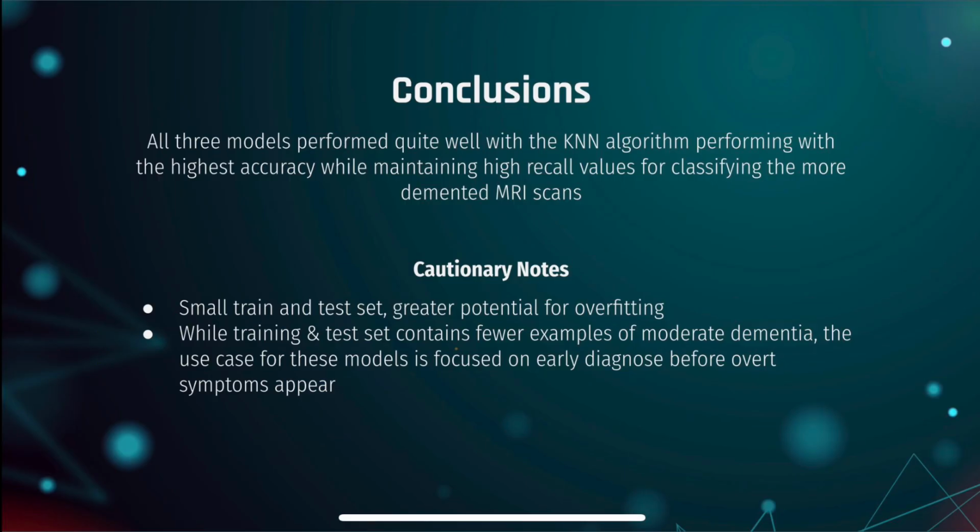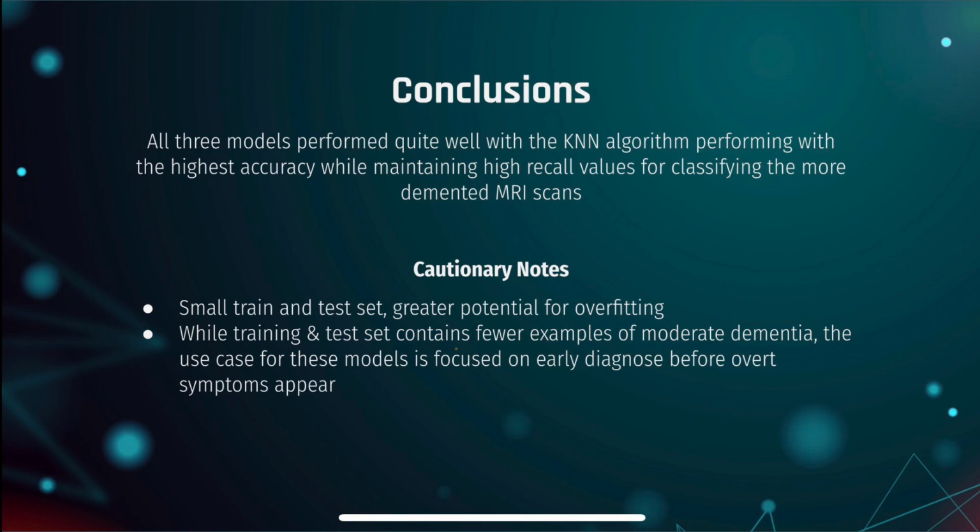In conclusion, all three models demonstrated promising results in identifying and classifying the early stages of Alzheimer's disease. Based on the evaluation metrics we defined for our problem, the KNN algorithm seemed to perform the best, having the highest overall accuracy of 98%, while also maintaining really good recall values for classifying the more demented MRI scans. Using these models, it is possible to both identify patients in the early stages of dementia and classify the severity of their illness. These findings also underscore the potential for machine learning in enhancing early detection and accurate diagnosis of the disease. Early detection is crucial, as it allows for timely intervention, potentially slowing the progression of the disease and improving patient quality of life.